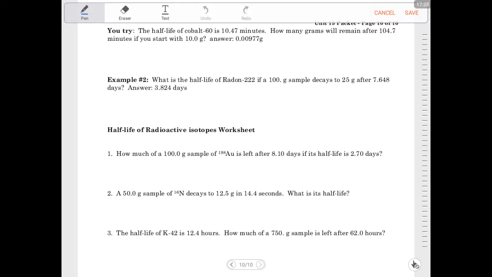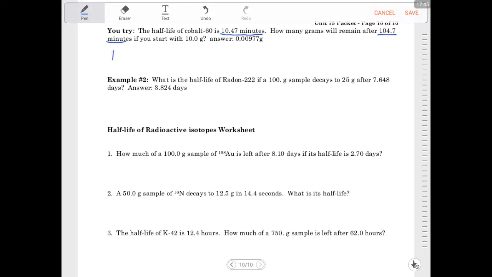All right, so you guys should have tried this on your own. The half-life of cobalt-60 is 10.47 minutes. How many grams will remain after 104.7 minutes if you start with 10 grams? I give you the answer, folks, but you still have to work it out because you may have to do this on your final exam.